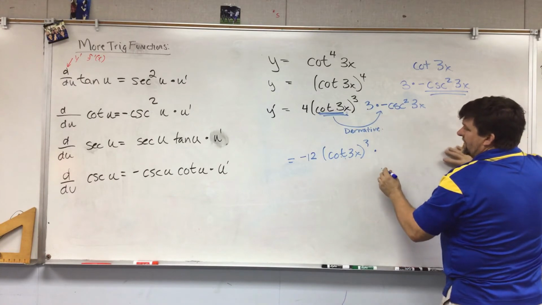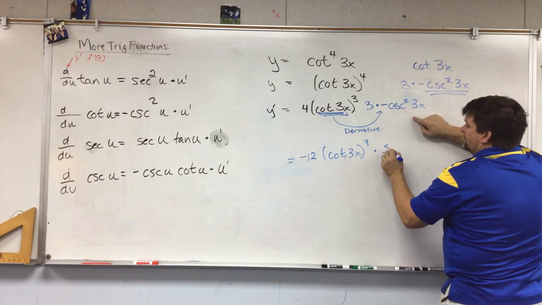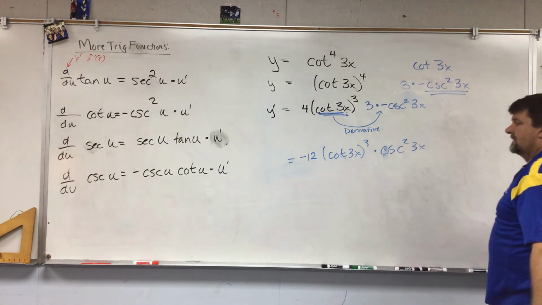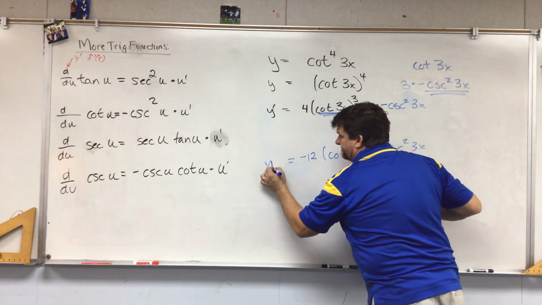Times, the negative already was moved out front, cosecant squared 3x. So that is our equation. And this is our y prime.